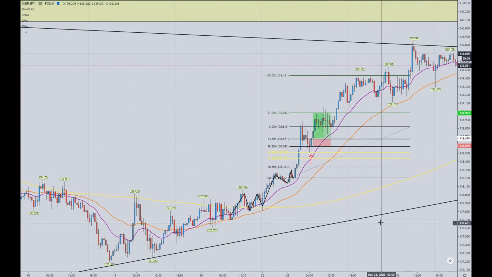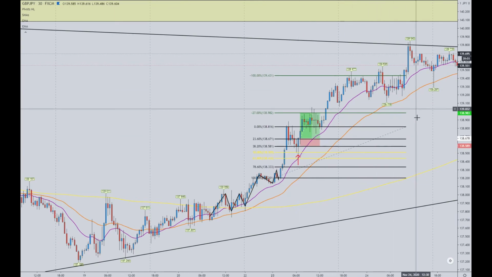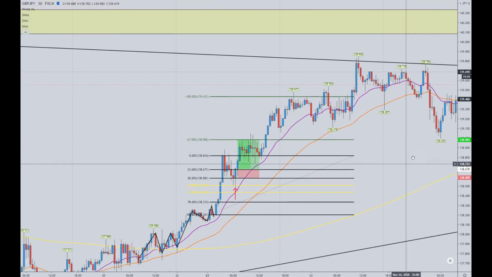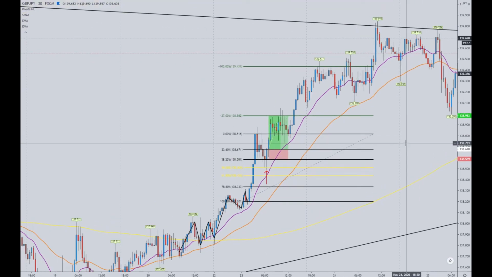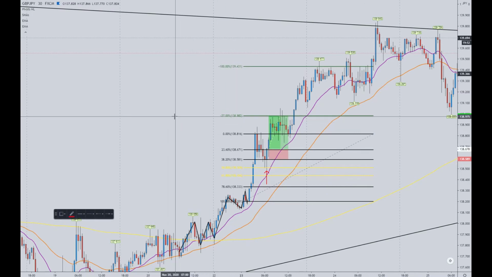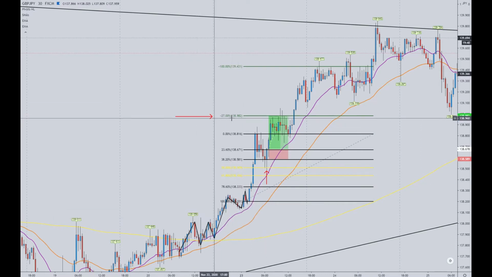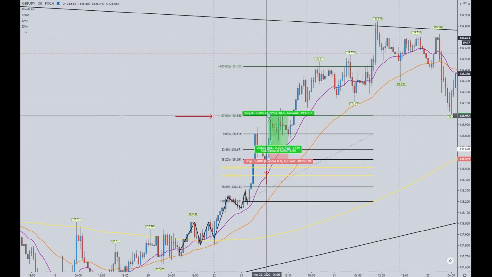And that's obviously I missed out on a ton of the move because I could have caught twice as much. But on these plays, what you could do, and this is sometimes what I do, is I'll take half off at negative 27%, in case I am stuck in this trend reversal, I'm at least securing some before it reverses. So I'd take half off at negative 27%, and as you can see, it rejected that level hard.